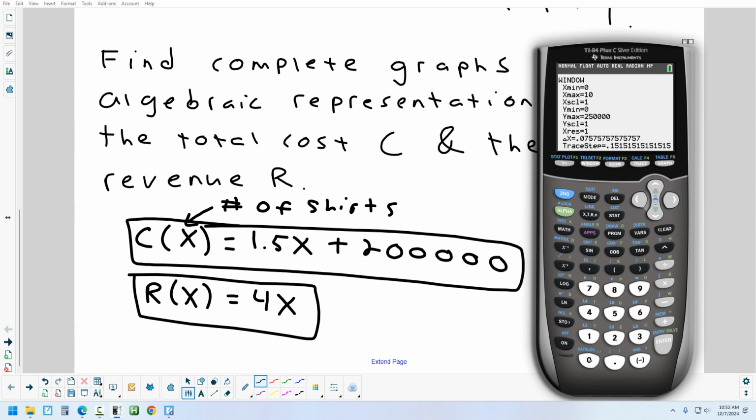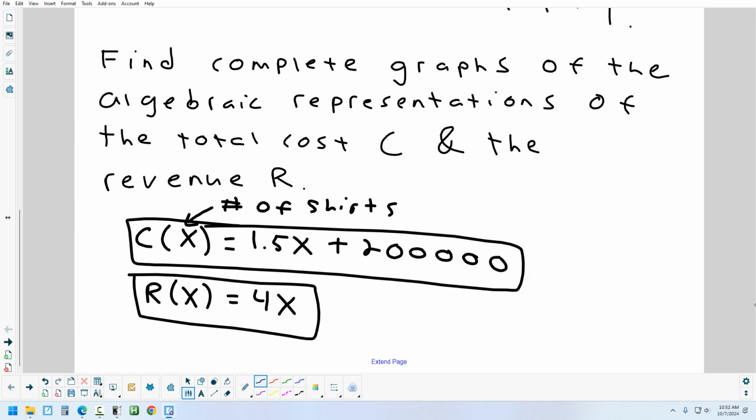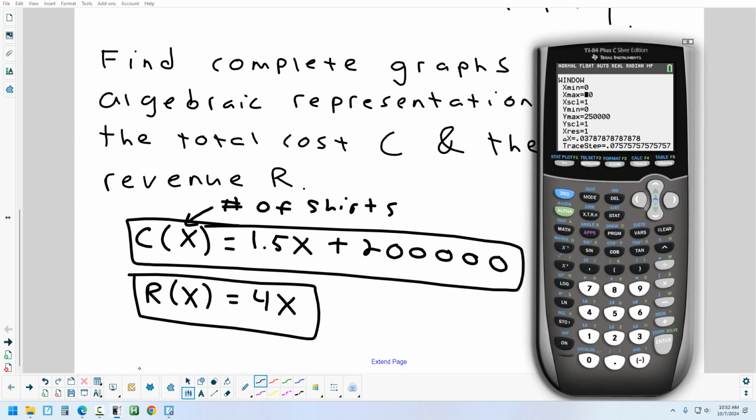Maybe you rent the building for $200,000 and you don't use it, so you didn't make any shirts. And the highest amount of shirts we could make, well, there's no limit. Let's say we make up to 50,000 shirts. And hit graph. I must have not set something, or I didn't put something in right. I don't think we did put an equation in. I didn't put the equations in. So put the equations in: 1.5x plus 200,000 and 4x.